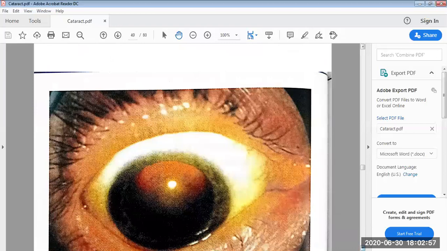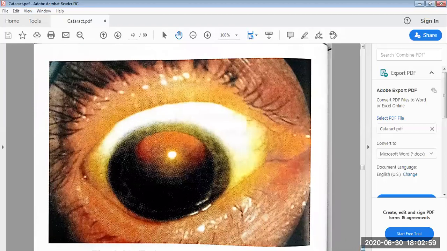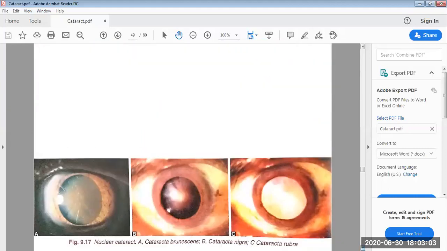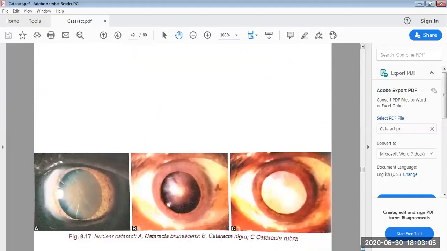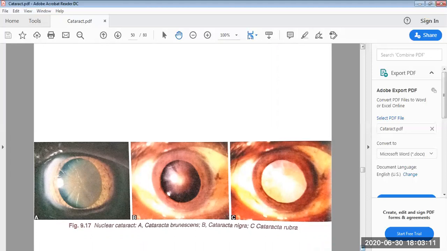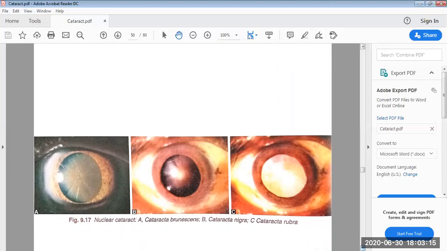Here is an image of the early nuclear senile cataract. Then there are the images of nuclear cataract depending upon the color. First is the cataracta brunescens, which is due to the brown color, then cataracta nigra due to the black color, and cataracta rubra due to the reddish color.